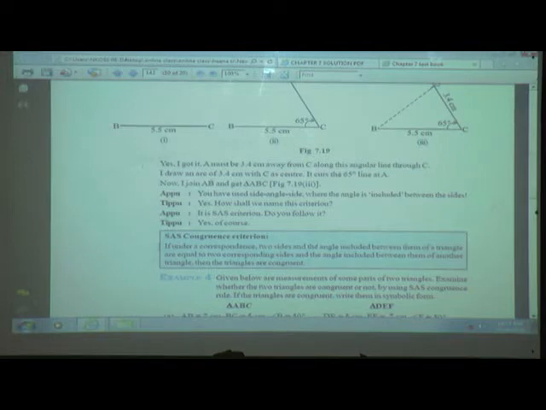So which criteria are we using? SAS criteria. Here we had learned two criteria, that is SSS criteria and SAS criteria. We will see one example here. Given below are the measures of some parts of two triangles. Examine whether the two triangles are congruent or not by using the SAS correspondence or congruency rule. If the triangles are congruent, write them in the symbolic form.